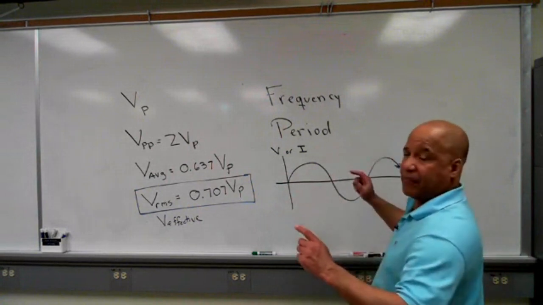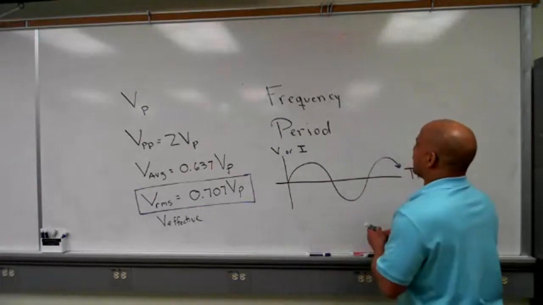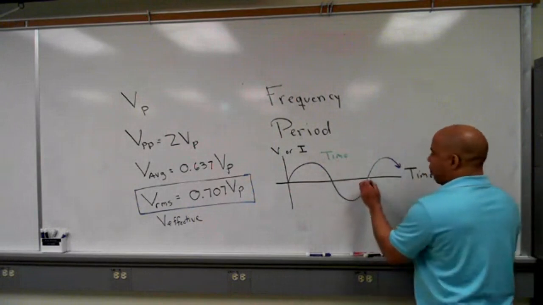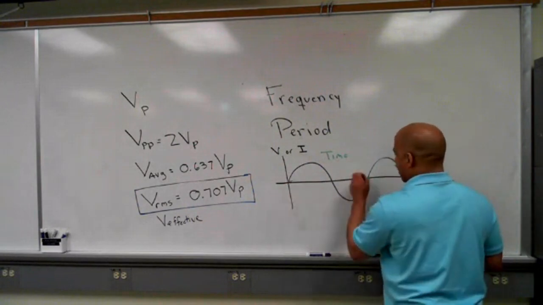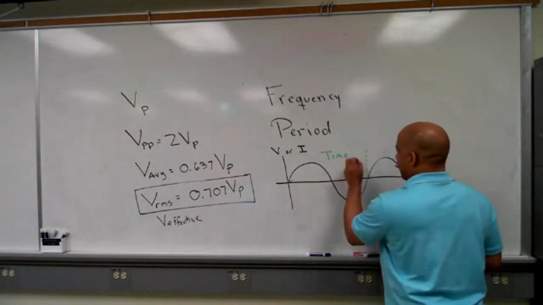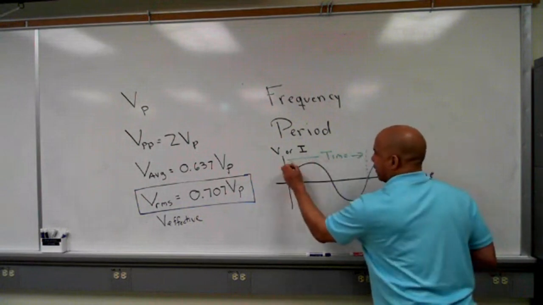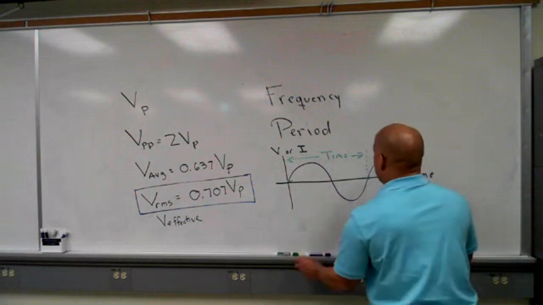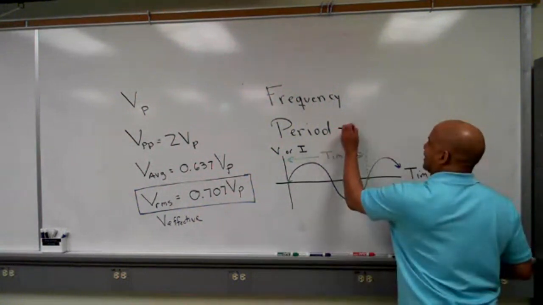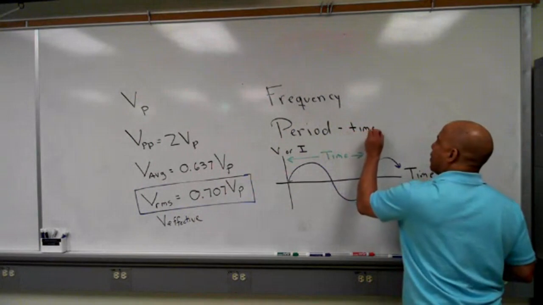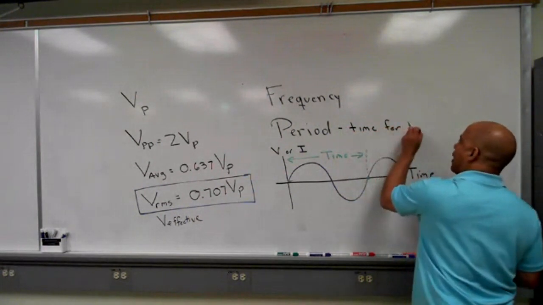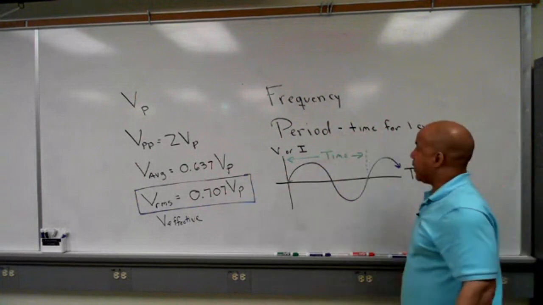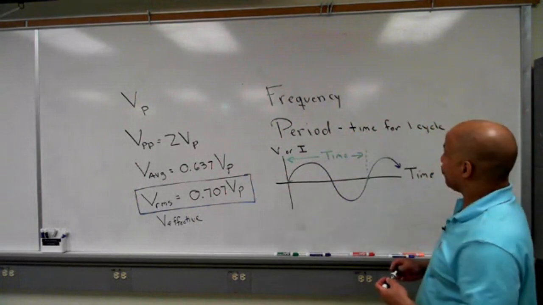But if you can take a snapshot of this, and you can measure the time for one cycle, from there to there. If you can measure the time from there to there, that's what we mean by the period. The period, in other words, we'll say it's the time for one cycle or one complete revolution of the generator. That's the period.